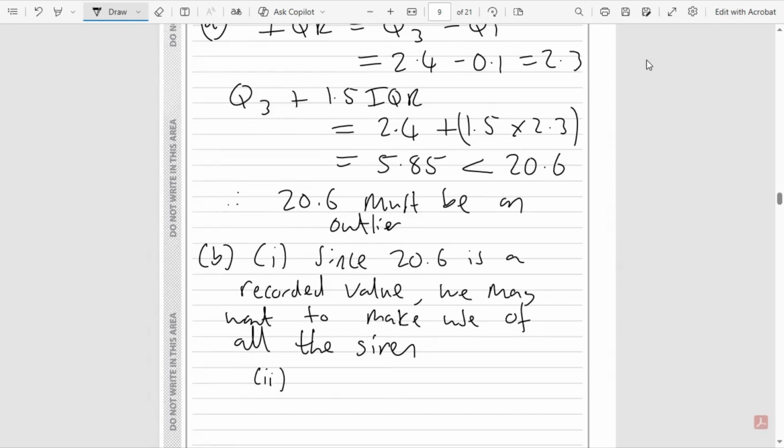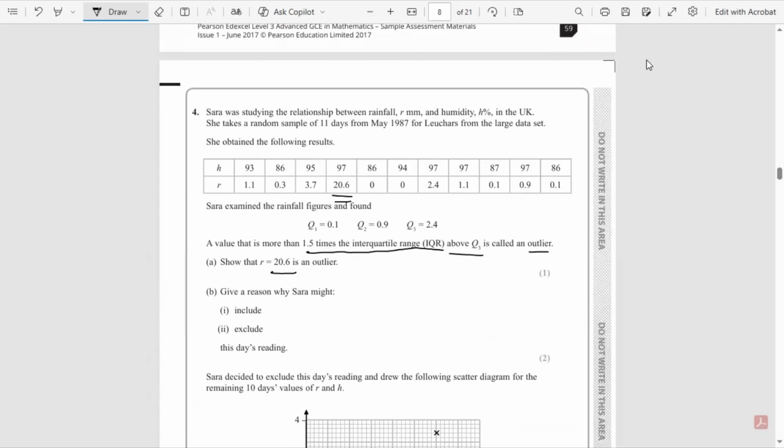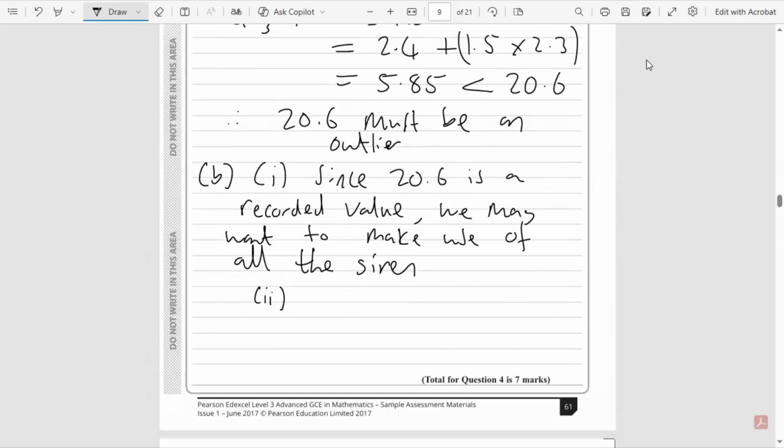So why might we not want to include it? Well, this 20.6 is very extreme. If we go back to the data for the rainfall, this 20.6 is very much bigger than the rest of the data. Because it's such an extreme value, we may want to not include it because it may affect our analysis. So we can say that 20.6 is much more extreme than the other data for rainfall.